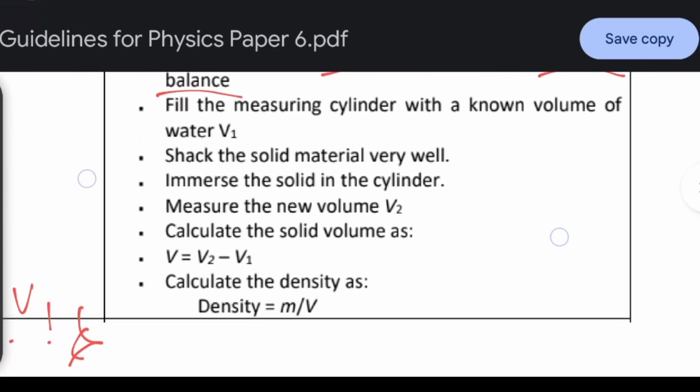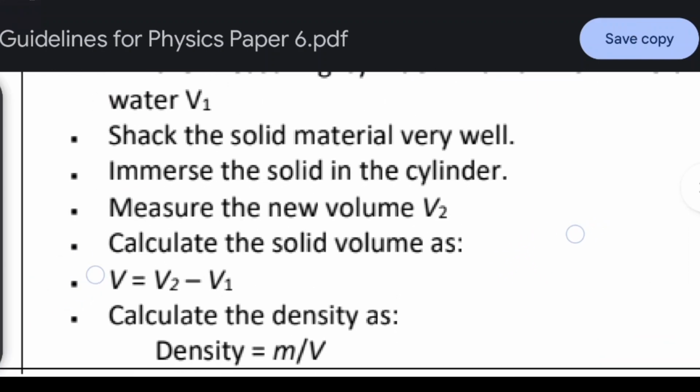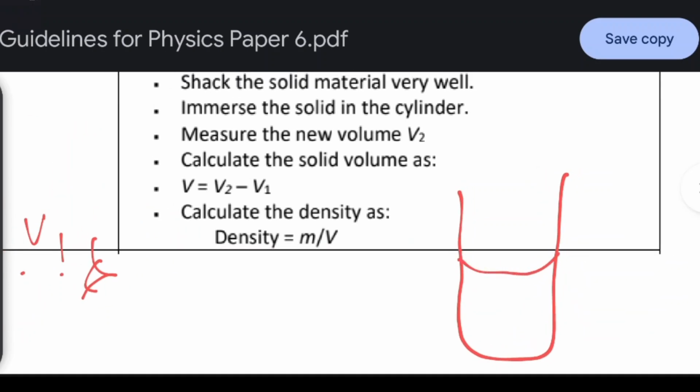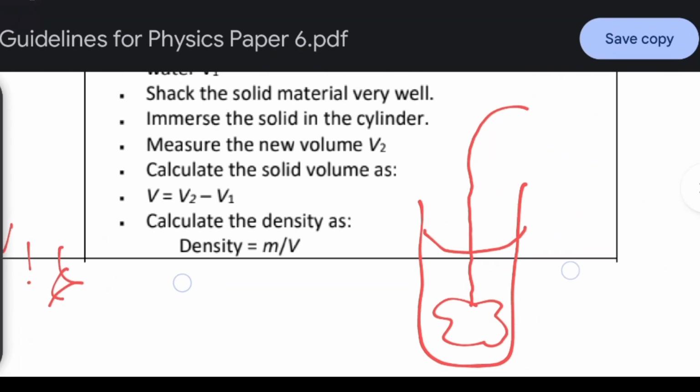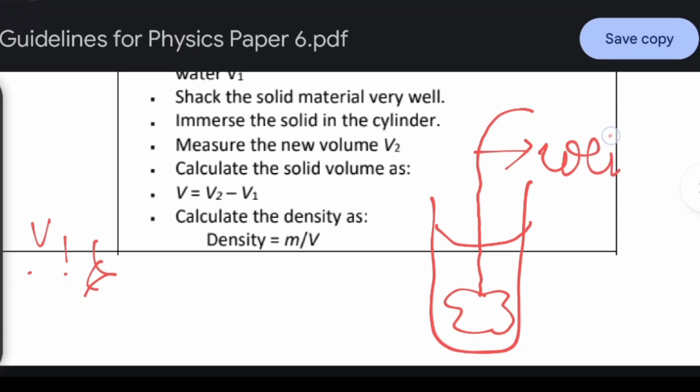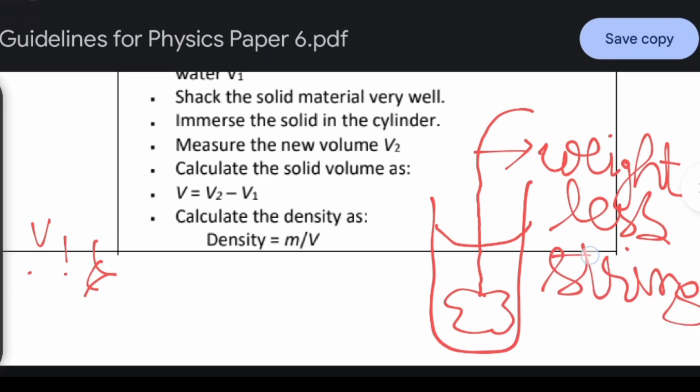Then lower the solid in. What they mean here is put the solid material inside the same measuring cylinder in which you had water before. You are going to tie the object with a weightless string and immerse it completely into the water. What is going to happen is that the volume of water will increase, because the solid has been added. So make sure you use a weightless string so that there's no weight of the string.